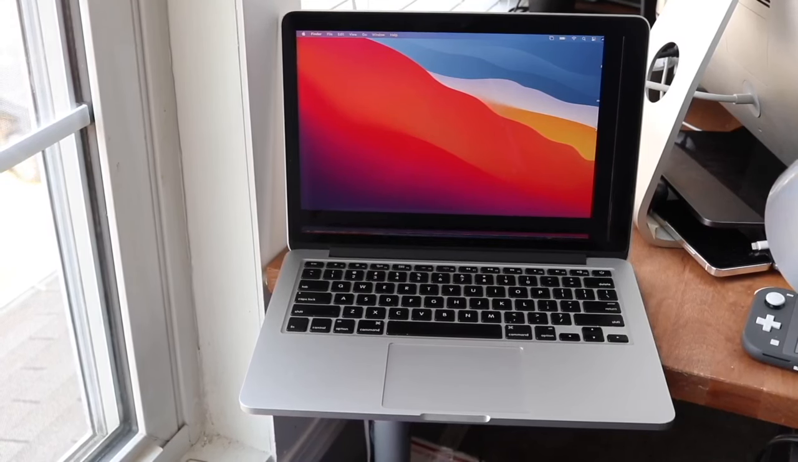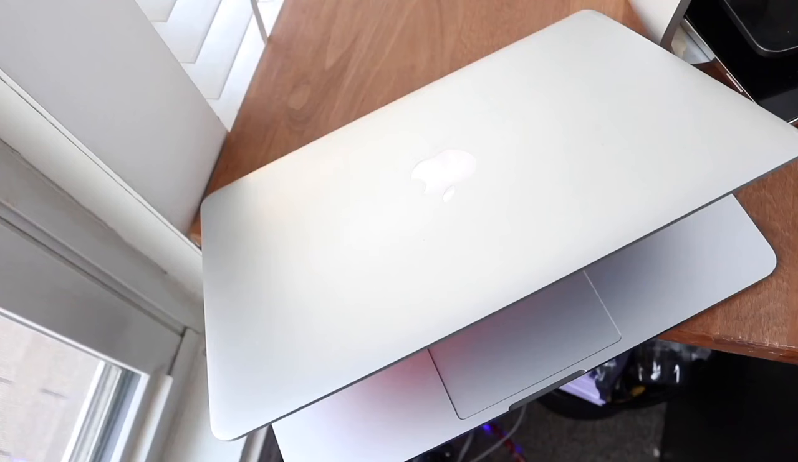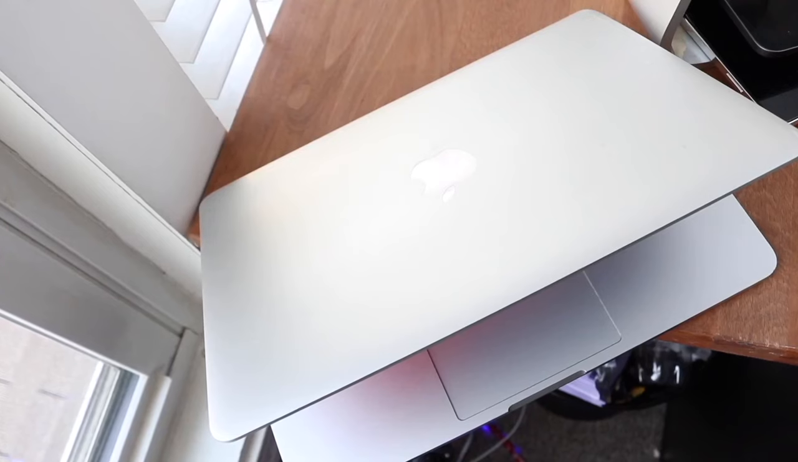Personally, for me, I liked the 13-inch sizes for a period of time. But now I do like the 14-inch MacBooks. But the 15-inch ones were honestly pretty decent, and I had a 15-inch MacBook Pro for a long period of time as well.